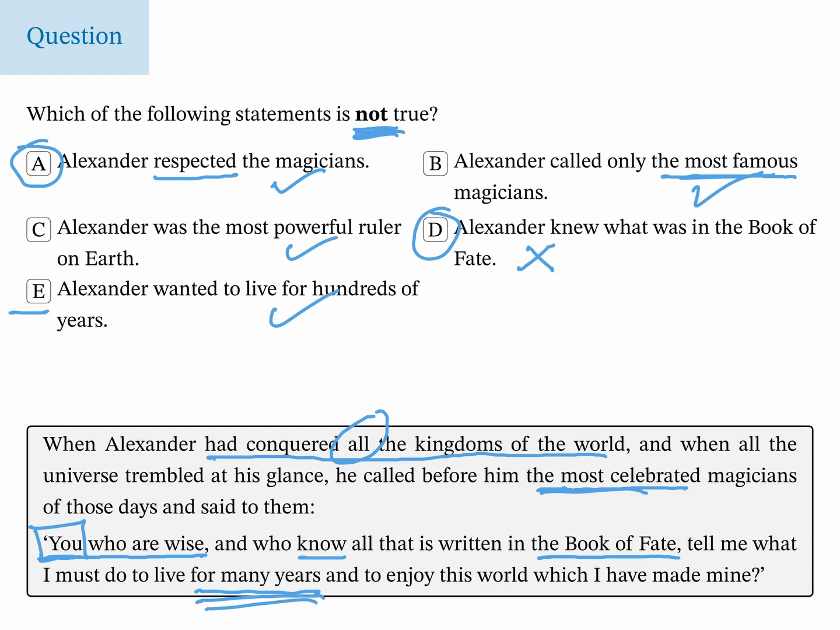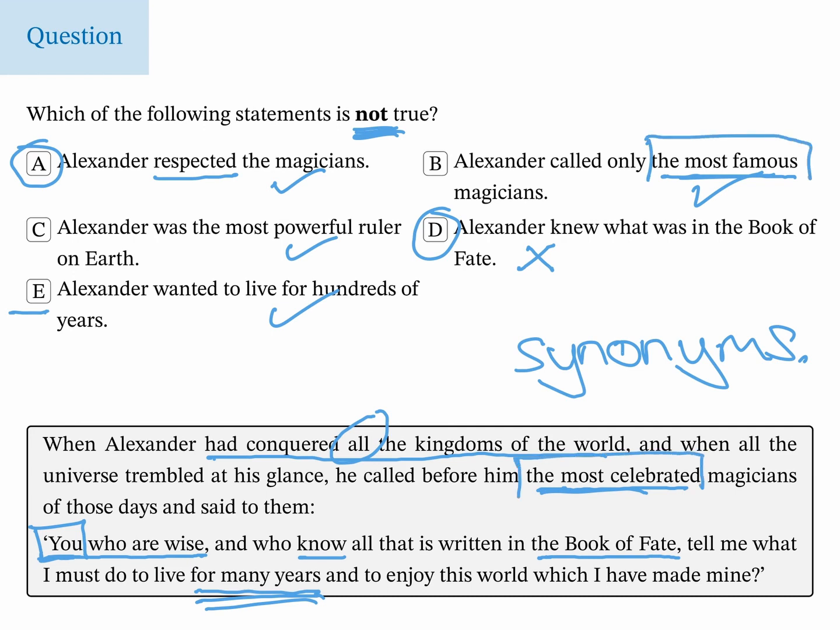So just a quick note on this that we are talking about synonyms. Synonyms are different words with the same meaning. So this is very common. You're not going to find the exact same phrase in the question as you are in the reading. The question will say the most famous, the reading will say the most celebrated. The question will say, he respected the magicians, and in the reading there will be an example of his respect. So we're looking for synonyms between the question and the text. It won't be the exact wording. This is part of what they are doing to distract you.